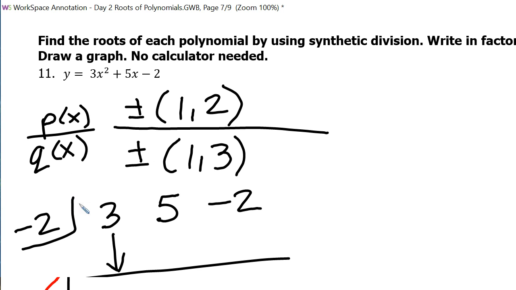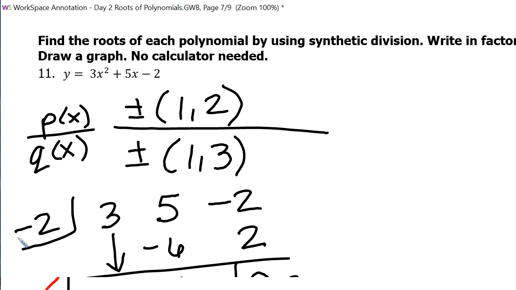Drop down the leading coefficient and multiply 3 times negative 2. Negative 6, and 5 minus 6 is negative 1. Multiply these: negative 2 times negative 1 gives me positive 2, and when I add these, it gives me 0. So if my remainder is 0, that means negative 2 was one of the solutions. Now, when I do the synthetic division, this will give me the other factors.